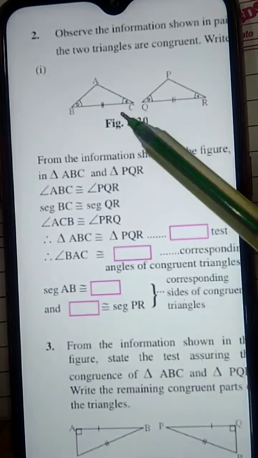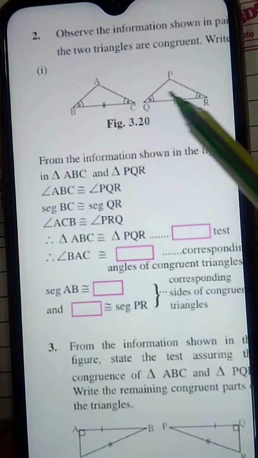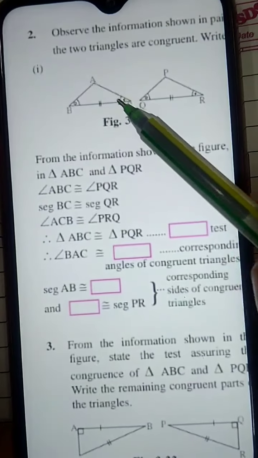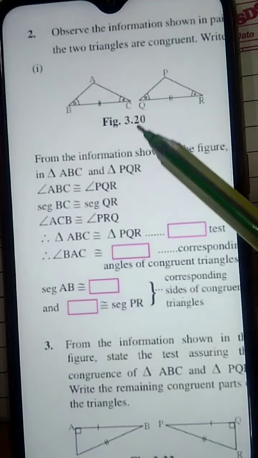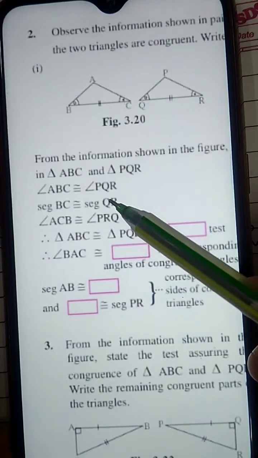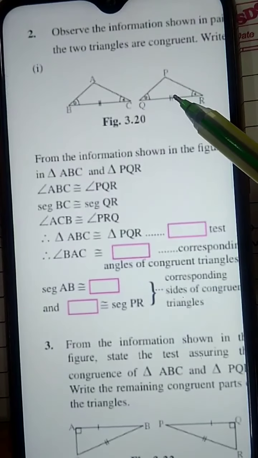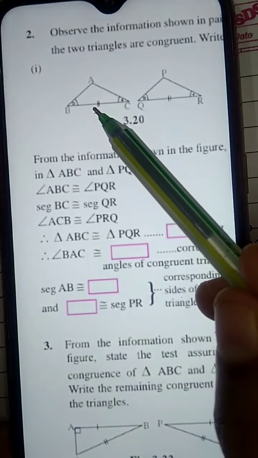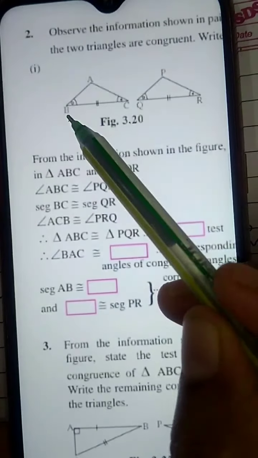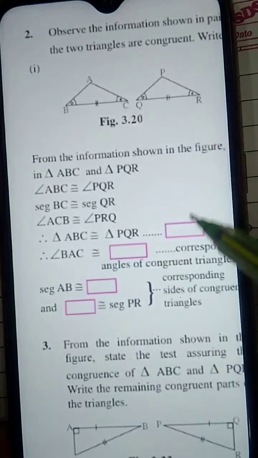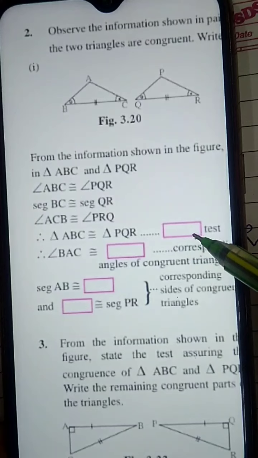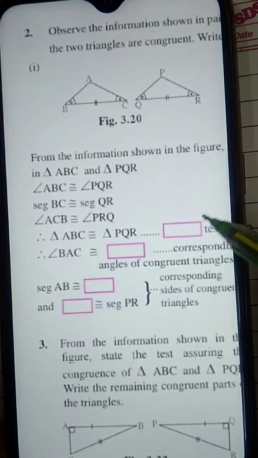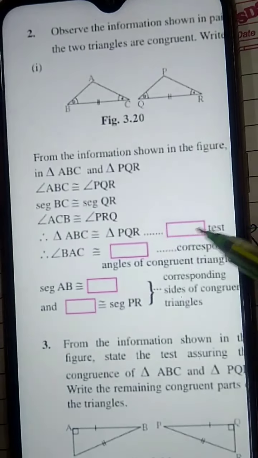Angle ACB has an angle mark and a cross mark. Same way, angle PRQ has an angle mark and a cross mark. That means these two angles are congruent, angle ACB and angle PRQ. These all are given. We just have to guess the name of the test. What is the name of the test here? ASA test, angle side angle test. So what will you write in the first box? ASA test. So that is done.